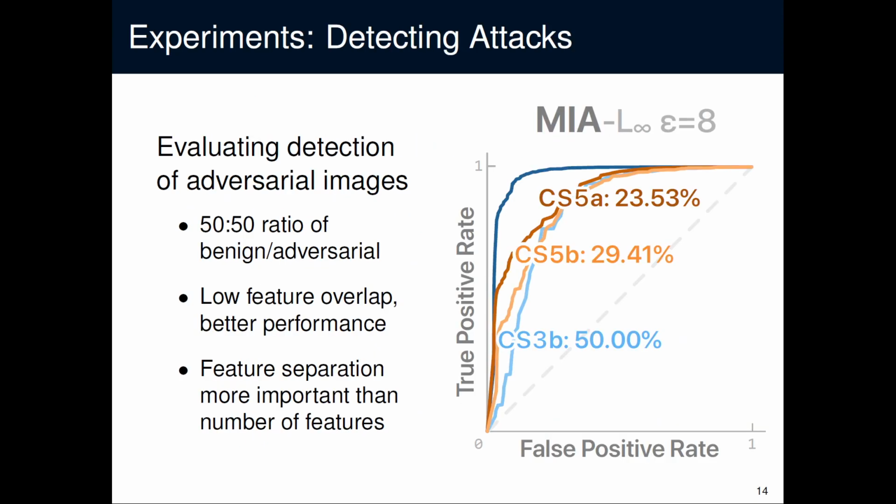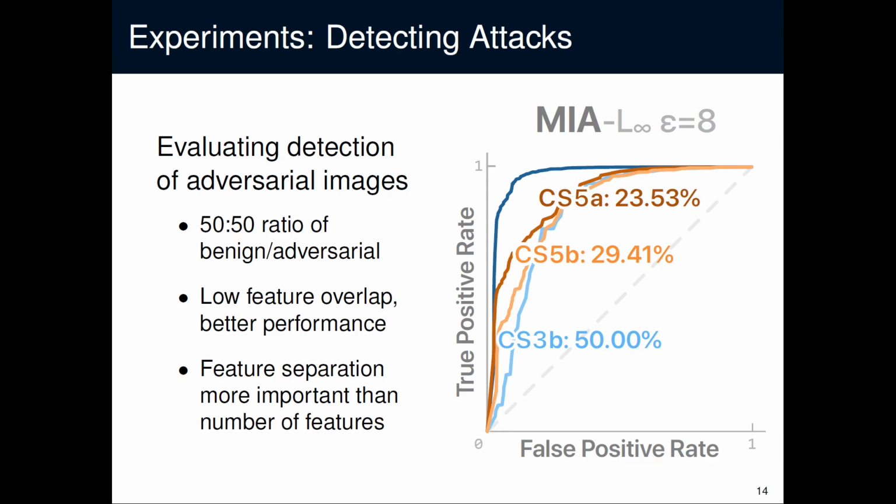Okay, so now let's talk about some of the experiments for detecting attacks that we ran. The goal here is to evaluate whether or not we can detect adversarially perturbed images from benign images. To do this, we have a 50-50 ratio of benign to adversarial examples, and we look at these different class sets.